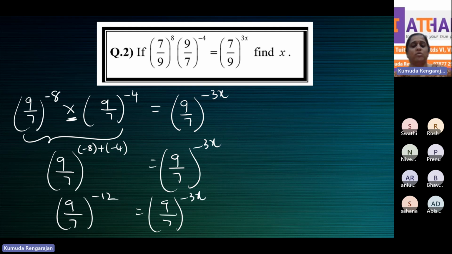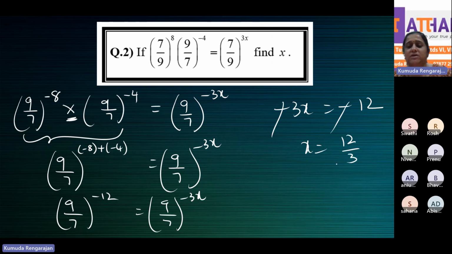Now bases are the same on both the sides, so equating the powers: minus 3x is equal to minus 12, minus gets cancelled, x is equal to 12 by 3, x is equal to 4. So you'll get the same answer in both.